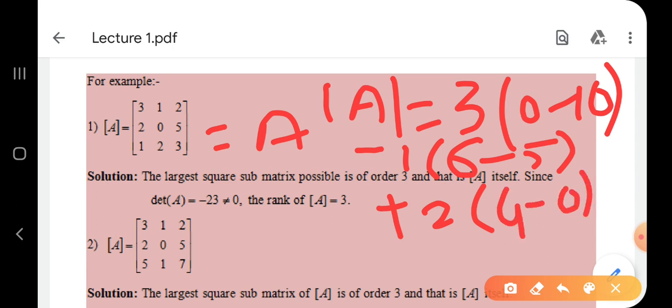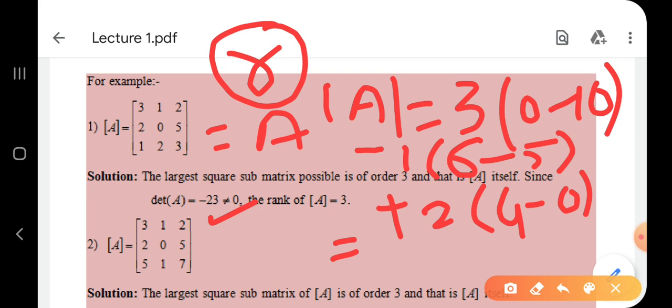And if you do this calculation, you will get here minus 30, then here minus 1, minus 31, and plus 8. So it is minus 23. And minus 23 is not equal to 0. So I get, see carefully, what I required for rank? For rank I required a minor of order R that is not equal to 0, meaning a determinant of order R is not equal to 0. So I get here that the determinant of A is not equal to 0.